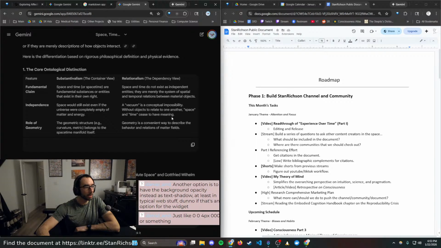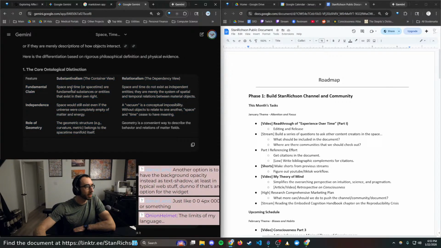And then, yeah, the tricky thing is that space and time are interpretations from us. You know, there's talk about more dimensions than we can obviously interpret, which just shows the limitations of our intuitive perspective here. I think that this might be more appropriate as substantivalism. But then, is this one also appropriate? A convenient way to describe the behavior and relations of matter fields.